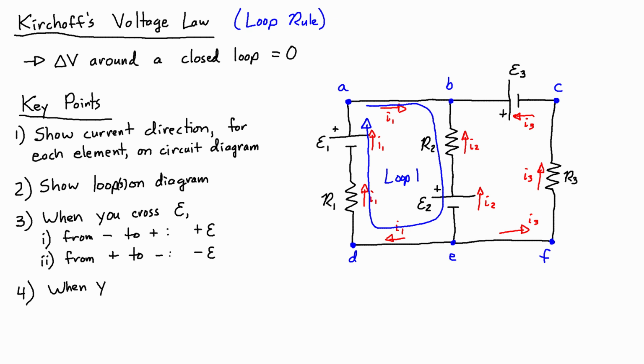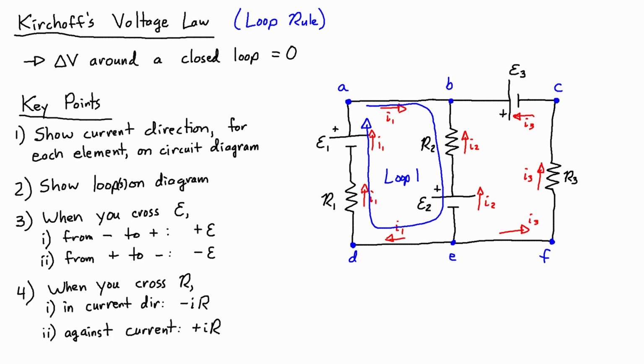There's a similar but different rule for resistors. When you cross a resistor, if you're going in the direction of current as drawn by you on your diagram, you add negative IR to your equation. If you're going against the current, you add positive IR to the equation. Loop 1 starts at A, goes to B, then down to E, then to D, and back to A. Closed loop, starting and ending at A. I personally prefer to draw it, but I can understand how people like to label the different points on the circuit to make it very clear.